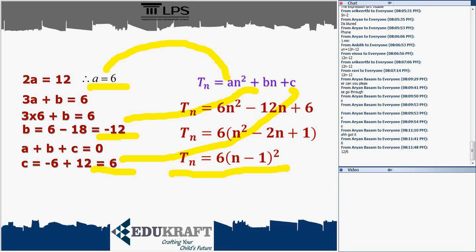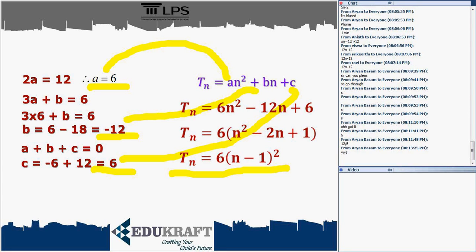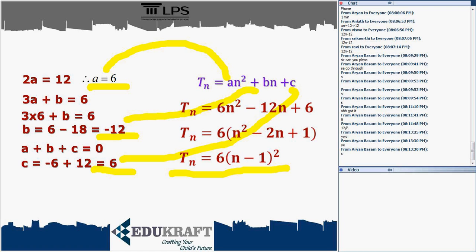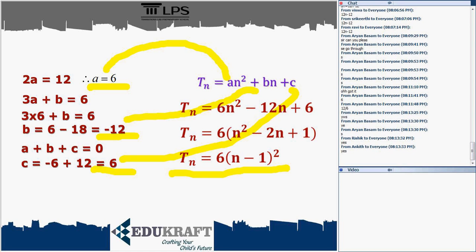When I do that, I will get the value of Tn as 6n squared plus something. Remember, it can be written as n minus 1 the whole square, because if you expand n minus 1 the whole square, you get n squared minus 2n plus 1. Everybody with me here? Okay, fine, very good.